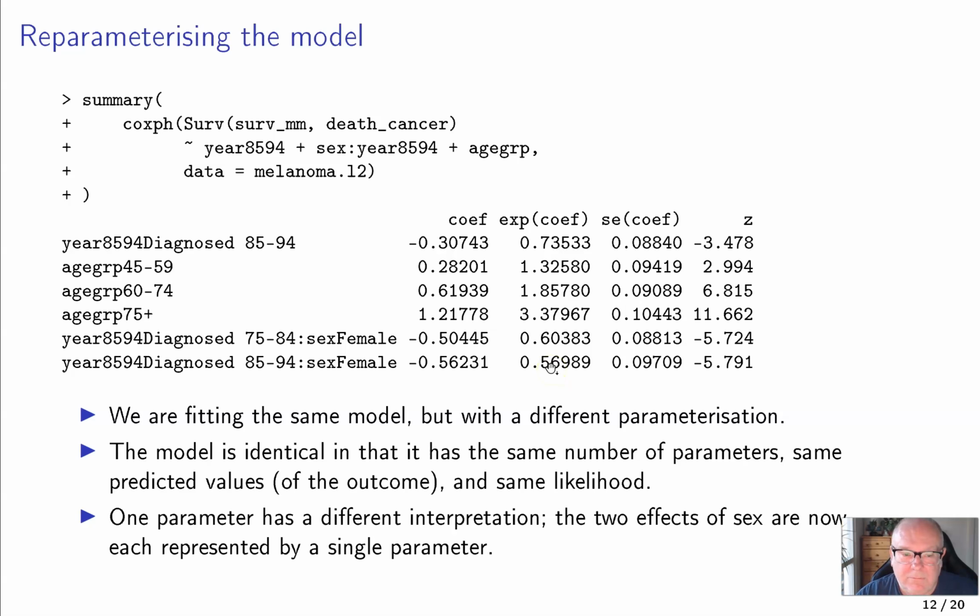So females do statistically significantly better than males in both periods. This is what this test statistic says. But we don't have a test of, is this number different from this number?